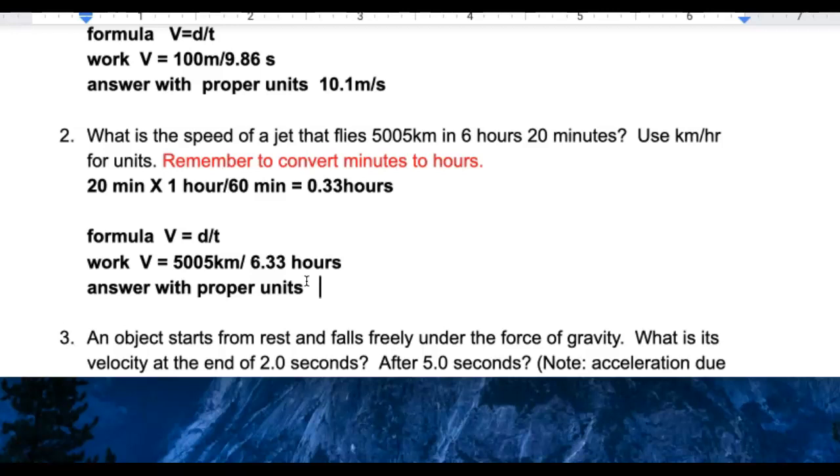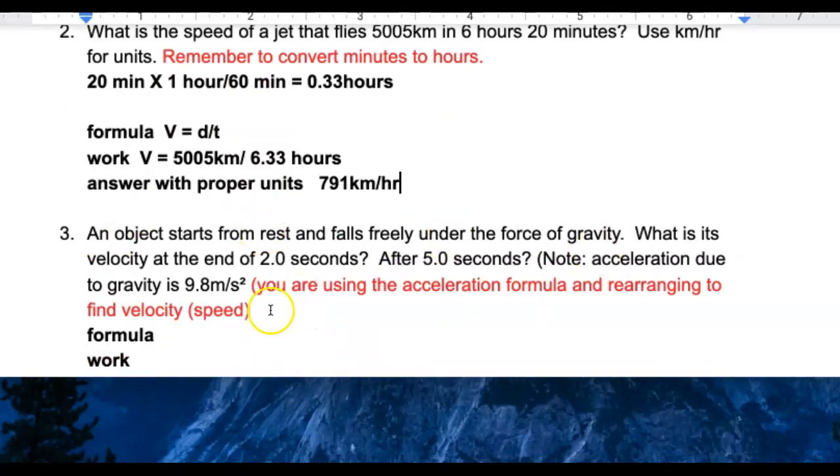So my answer is going to be 5,005 divided by 6.33. I get 790.6793049 kilometers per hour. But again, I do not want all of those sig figs. When you divide, you can only have the number that you have here. I have 4 here. I have 6.33 here. That means I can only have 3. So 790.679 is going to be 791 kilometers per hour. Remember to do your sig figs, okay?